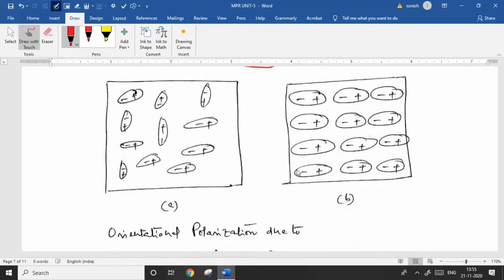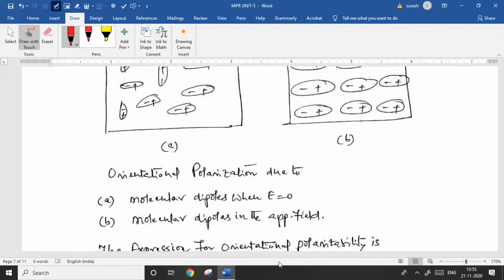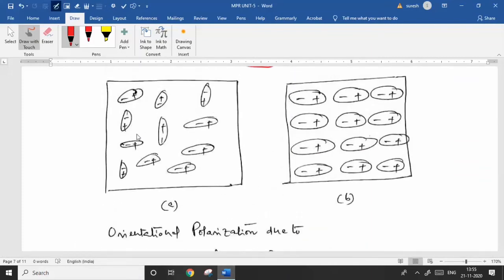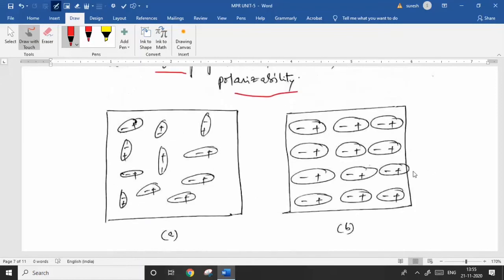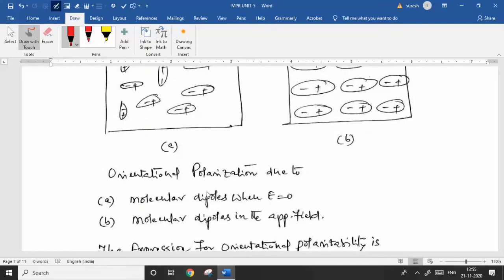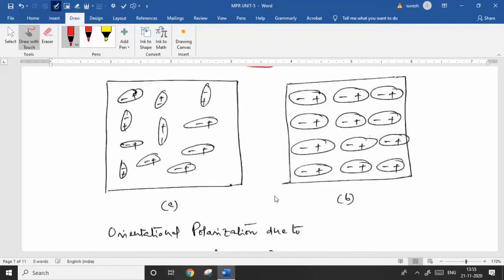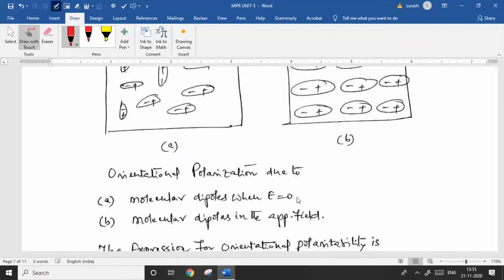Now look at this diagram. First diagram A: orientational polarization due to molecular dipoles when intensity of electric field is 0. That means the first one is at random condition. And figure B is representing that all molecules are in alignment. Did you understand? So orientational polarization is majorly representing the direction in which the molecules are standing. Orientational polarization is due to E equal to 0, that is figure A.